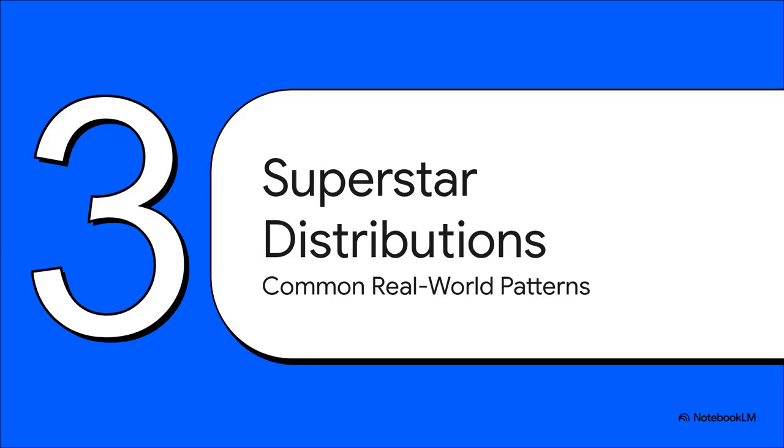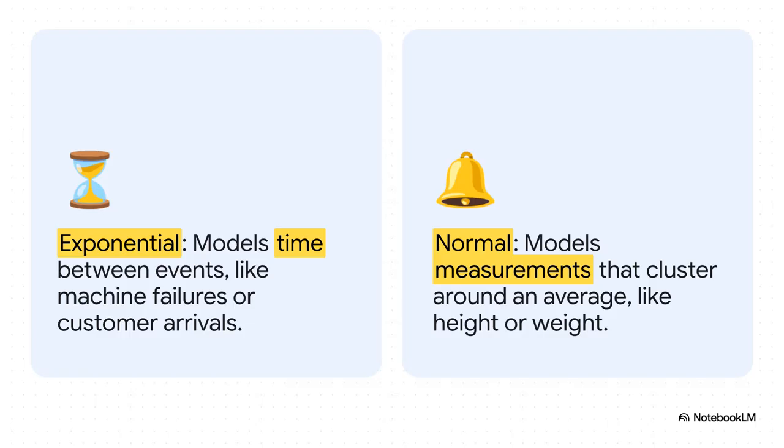Okay, so what's really cool is that a lot of these curves you see in the real world follow predictable patterns. So let's meet two of the absolute superstars of the statistics world, the distributions that help us model all this uncertainty. Now, there are a bunch of these patterns, but the most famous one, by far, is the normal distribution. It's the one that describes things that cluster around an average, like people's heights or the dimensions of manufactured parts. There's also the exponential distribution, which is great for modeling the time between events.